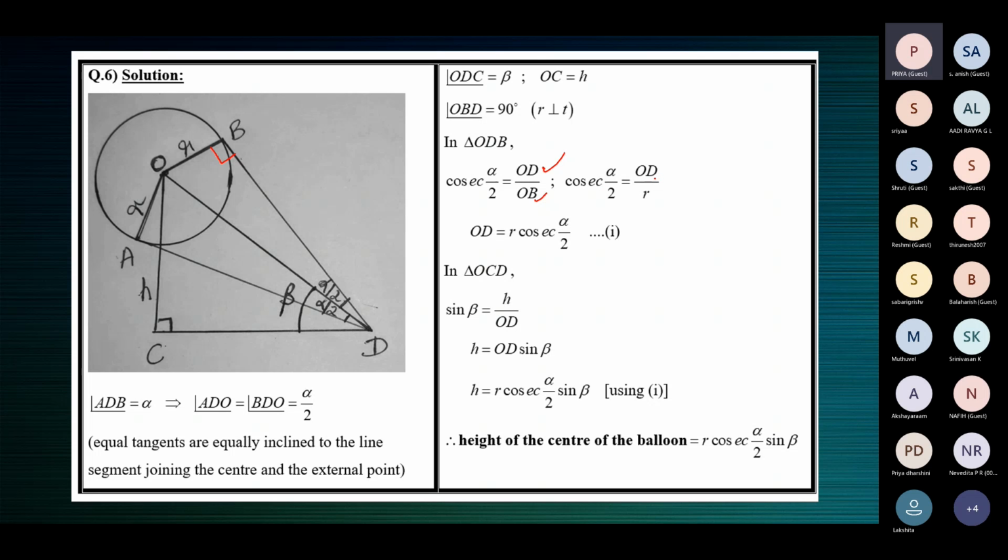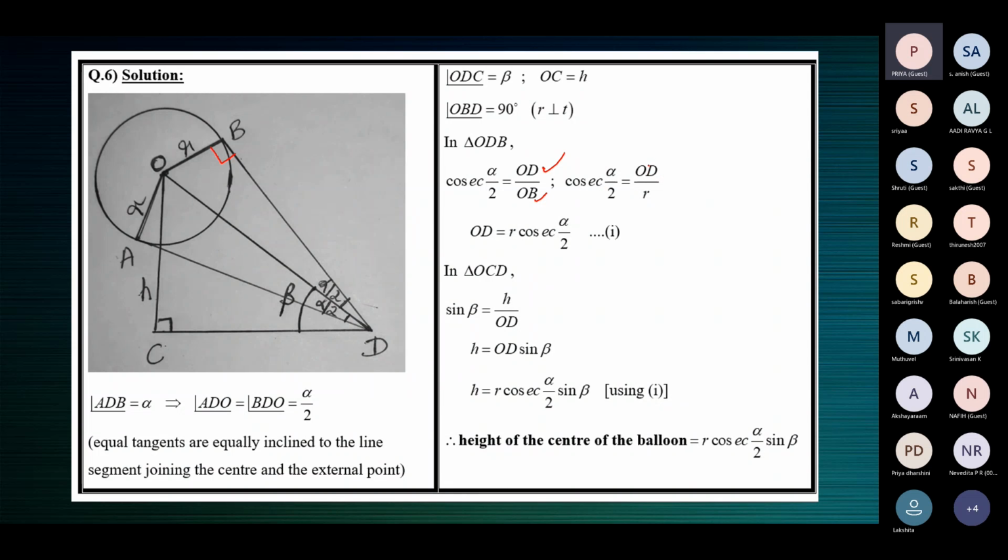OD we don't know. R is the radius of the circle, and the letter R is given to us in the question, and that is there in the final result. So don't worry about R. R is also there in the final result. So we'll write it in terms of OD. We'll cross multiply, and we'll express OD in terms of R and cosecant alpha by 2.